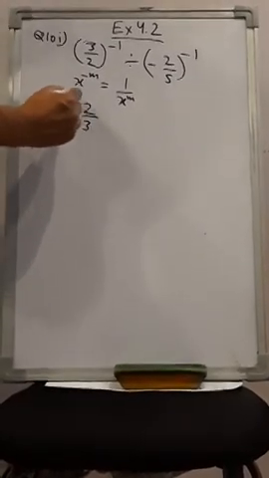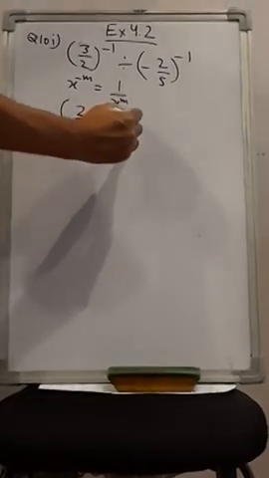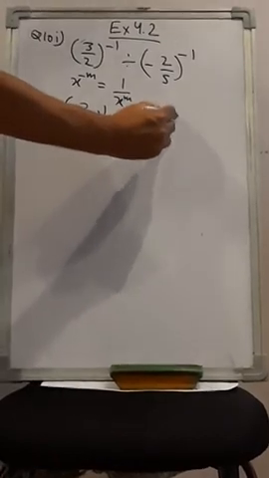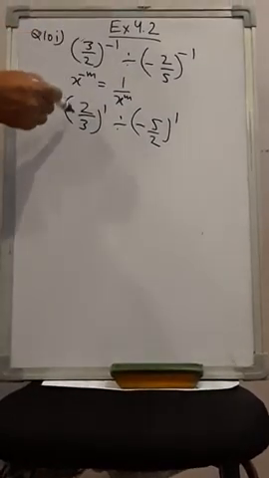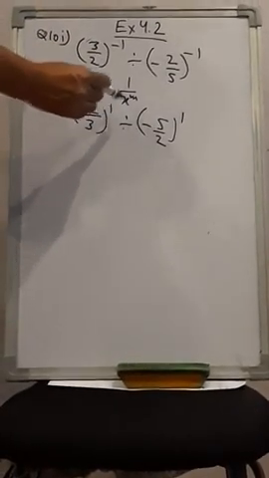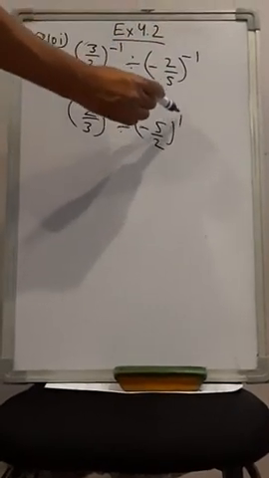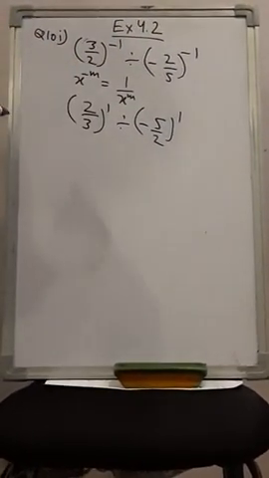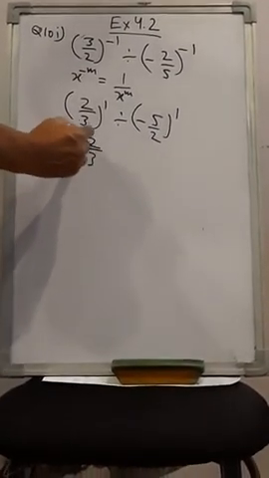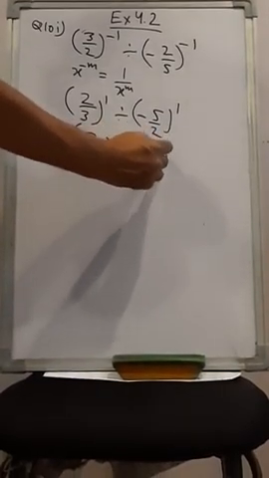So it becomes (2/3)^1 divided by (-5/2)^1. Here we have reciprocated, the power becomes from minus 1 to plus 1, and here also we have reciprocated, the power has become from minus 1 to plus 1. Now (2/3)^1 is 2 upon 3 only, so it is 2 by 3 divided by minus 5 by 2.